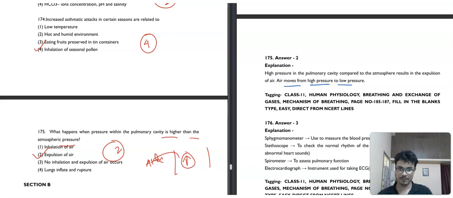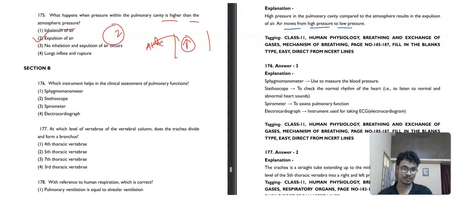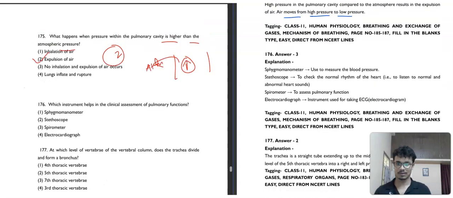Next question 176. There is a typo, corrected it. It is saying, which instrument helps in clinical assessment of pulmonary function? A sphygmomanometer, a stethoscope, a spirometer, or an electrocardiograph. A stethoscope is what doctors have. A sphygmomanometer is for blood pressure, and an electrocardiograph is for heart activity. So to assess pulmonary function, we have a spirometer. The third option is our correct answer.